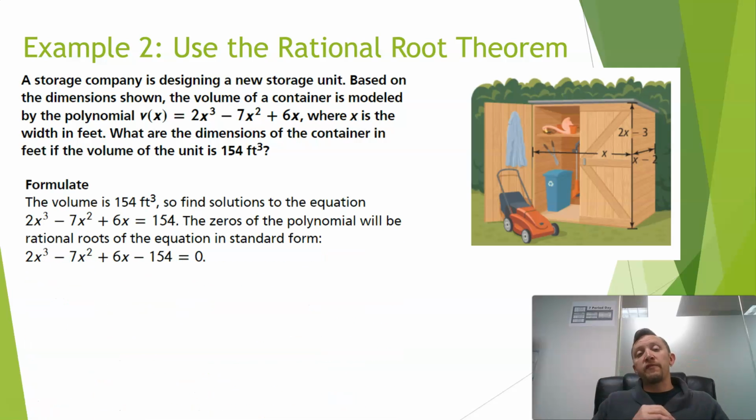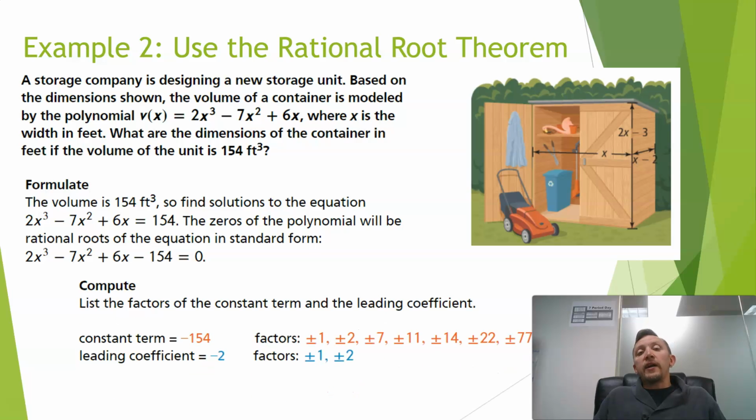So if the volume is 154, basically what that paragraph is saying is we can set that equation equal to 154. So we'd have 2x cubed minus 7x squared plus 6x equals 154. But before we find the zeros, we want to get this equal to 0. So we want to subtract 154 from both sides. So we're going to be working with the equation 2x cubed minus 7x squared plus 6x minus 154 equals 0.